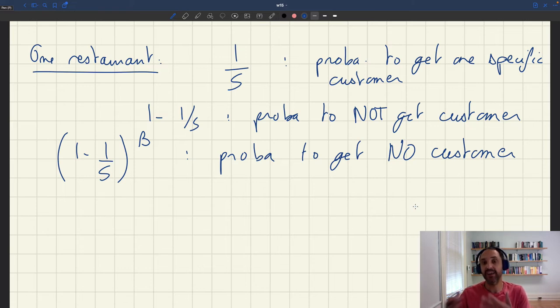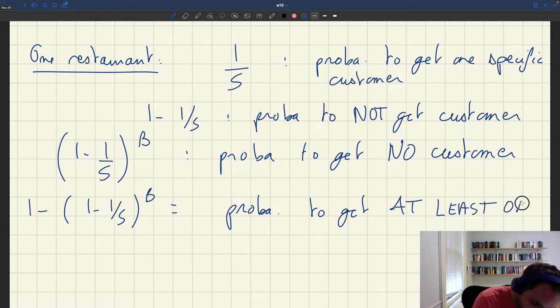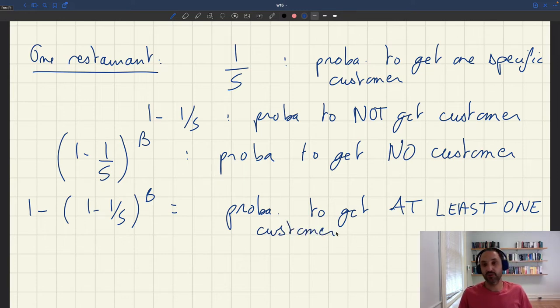And now what is the probability to get at least one customer, which is then going to be the probability to sell a meal? Well, the probability to get at least one customer is going to be the complement of the probability that we computed. So the probability to get at least one customer is just 1 minus (1 minus 1 over S) to the power of B. And this probability to get at least one customer, that's the probability to sell a meal, because as long as one customer comes, you'll be able to sell your meal as a restaurant.